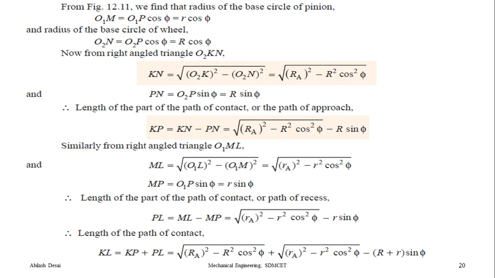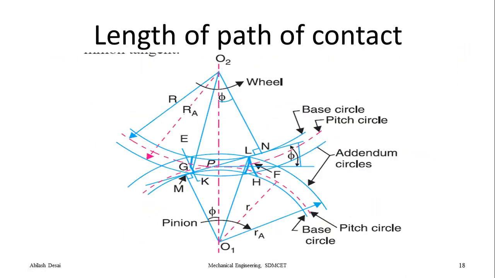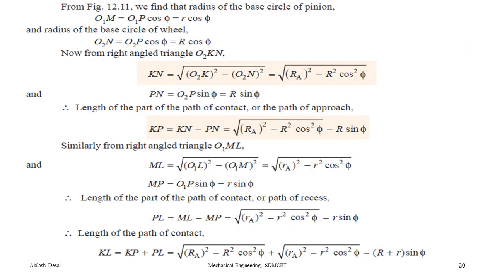So this is Ra square minus R square cos square phi, same as the previous thing we have taken, capital R. Now we are taking the small r from the lower side. Similarly, MP also becomes O1P sin phi, the downward side, this distance MP. So MP becomes R sin phi. And therefore the length of path of contact, for this one, known as the path of recess, will be PL equal to ML minus MP.